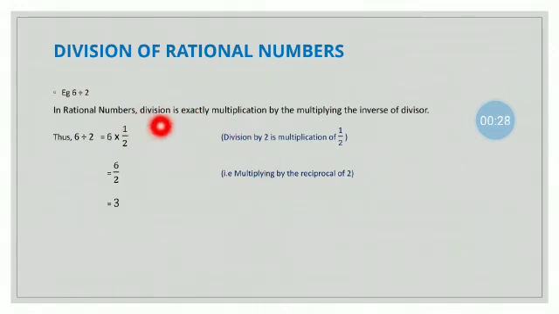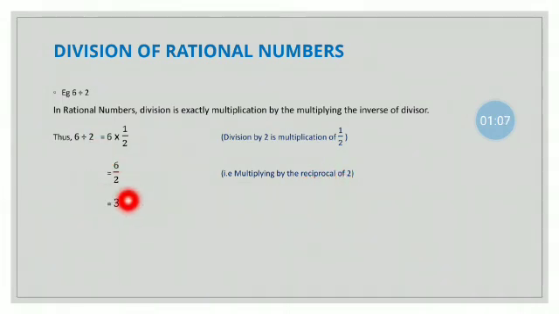In rational numbers, division is exactly multiplication by the inverse of the divisor. So what do we mean by this? Let's check with the example. 6 divided by 2. So 6 into 1 by 2. I have just taken the reciprocal of 2, that is 1 by 2. Division by 2 is multiplication by 1 by 2. So 6 into 1 by 2. So 6 divided by 2 is multiplying by the reciprocal of 2.